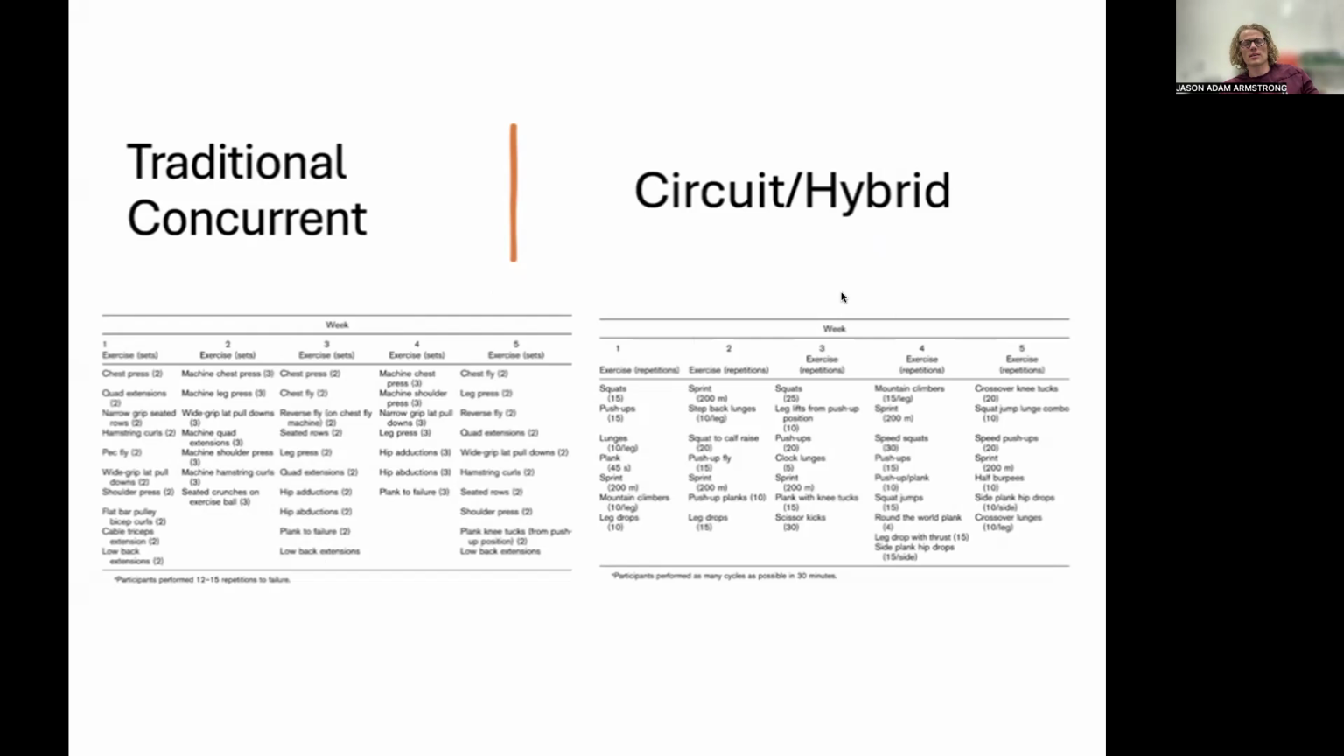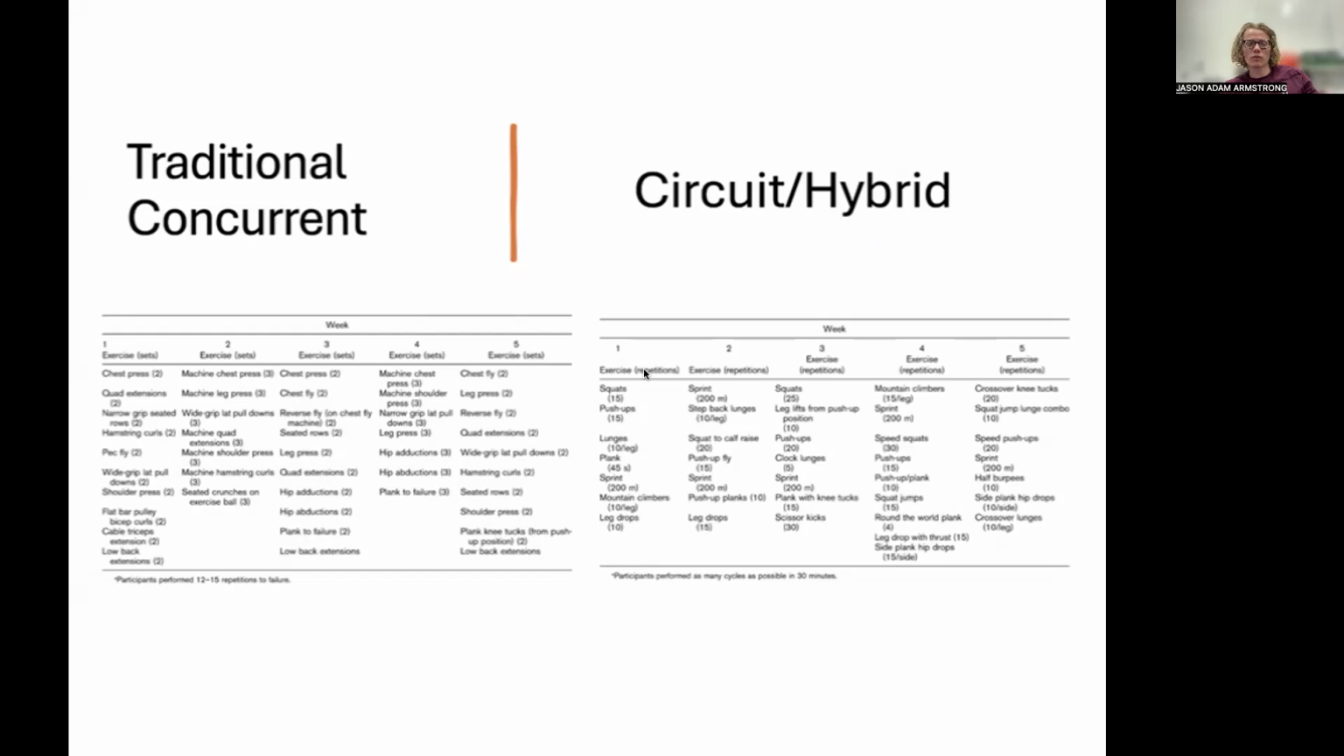Circuit or hybrid training says I'm actually going to combine them into a single session. So I'm going to include some things like squats and push-ups. But note, like my repetition ranges are a lot different here. So I'm doing 15 repetitions, whereas over here I was doing like 2, 2, 2, 2, 2, 2, right? So what I do is pretty different. Oh, sorry, these were sets. These were sets, these are repetitions. Although I will say typically in traditional concurrent, it is a little different.